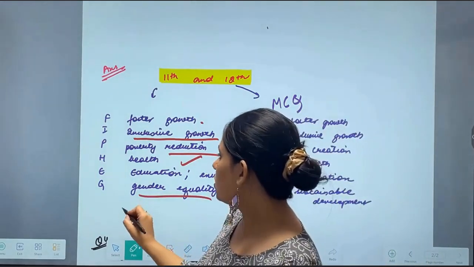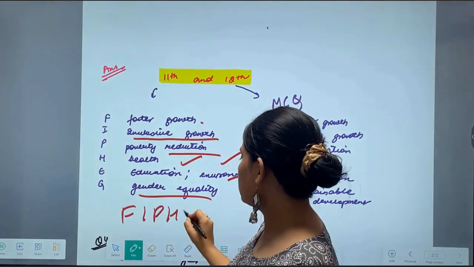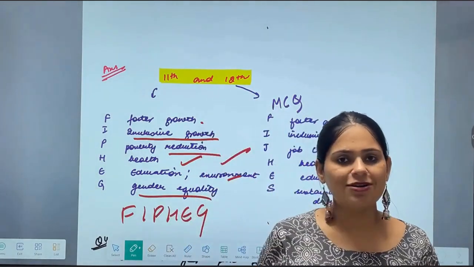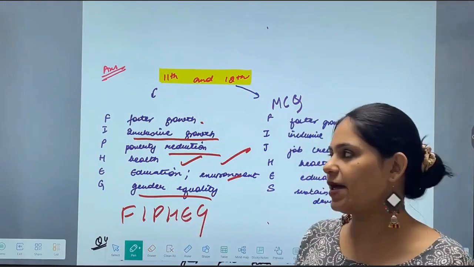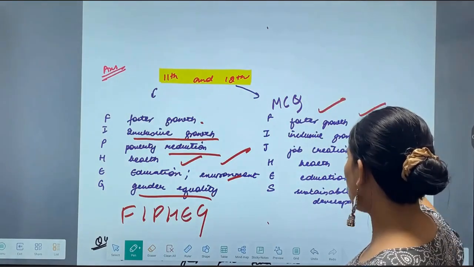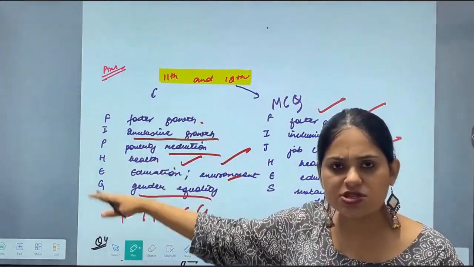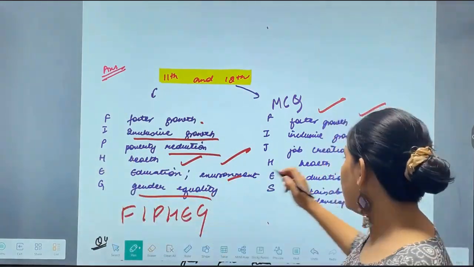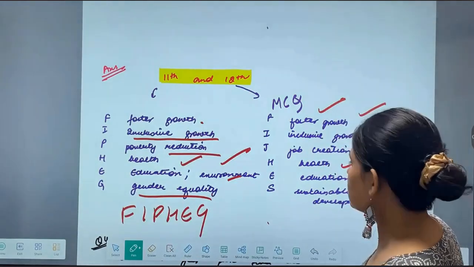Achha, from here you can make the word fifth heck. But that is very, very similar to what happened in the 12th 5-year plan also. Dekho, faster growth, inclusive growth, job creation. By the way, job creation was here also. They focused on creating new jobs. ठीक है? अच्छा, health, education, sustainable development.